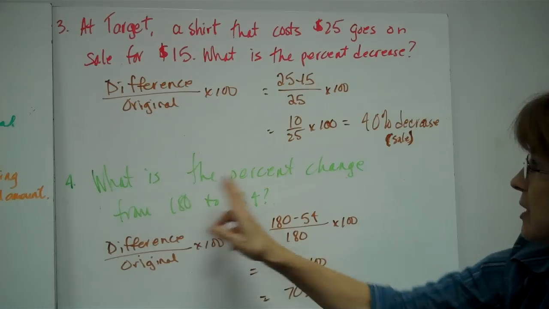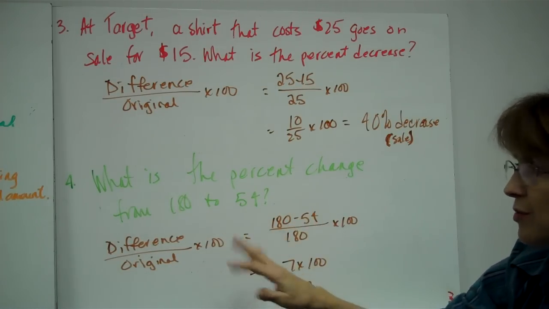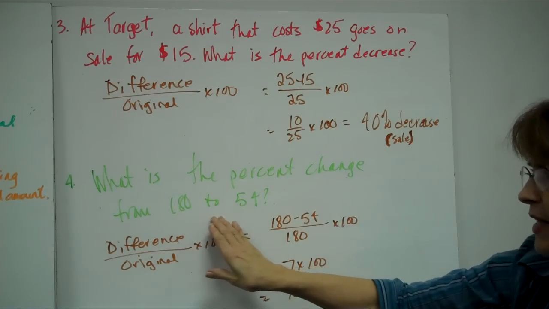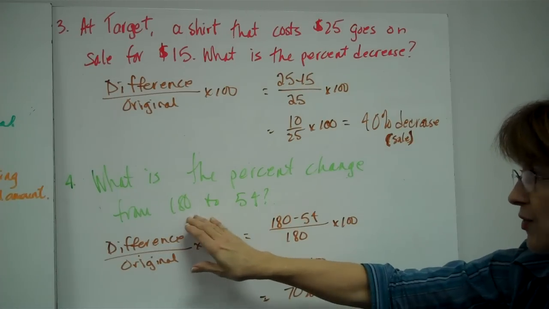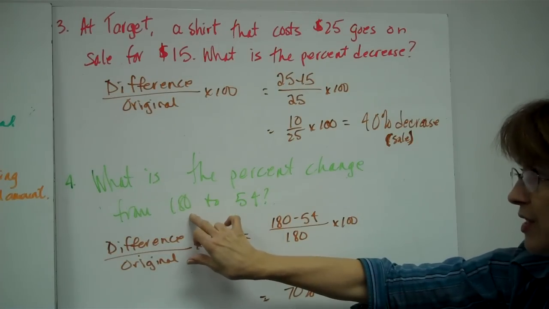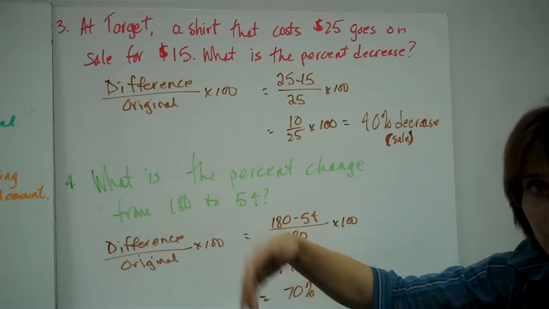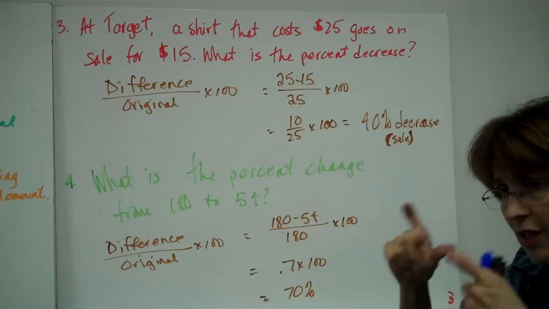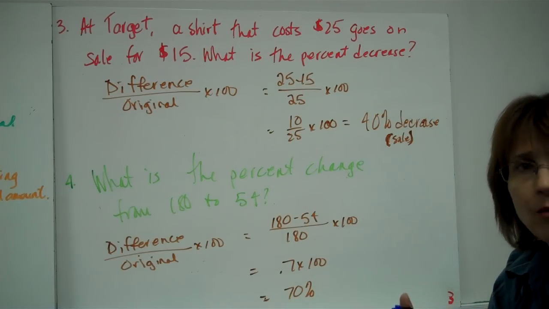Okay, the next one. What is the percent change from 180 to 54? Again, we're going down, but it doesn't really matter. You just know that it's a decrease. If you think about this, that's quite a big decrease. The difference there is over 100, and 100 compared to 180 is almost half. So you're going to get quite a big difference. It's always good to see where you're going, what the answer will be about, so when you get it, you can say, okay, I think I'm right.